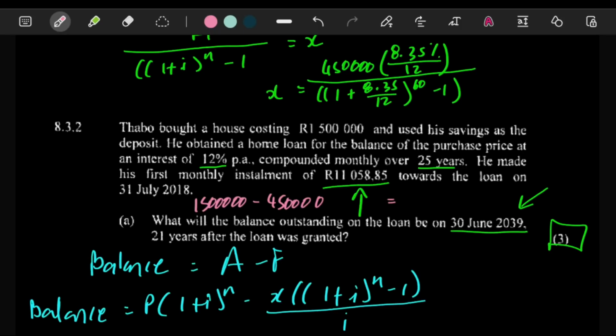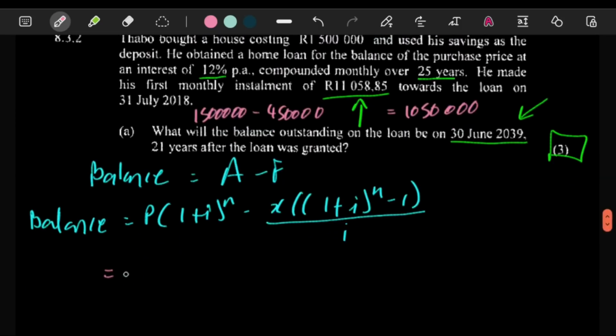Minus 450,000. This is 1,050,000. There we go. That's how much you got as a loan, so that's what P is: 1,050,000. Your interest, they said, is 12% per annum compounded monthly.